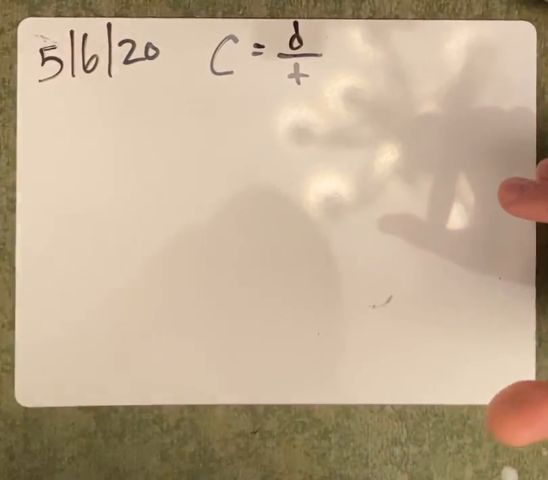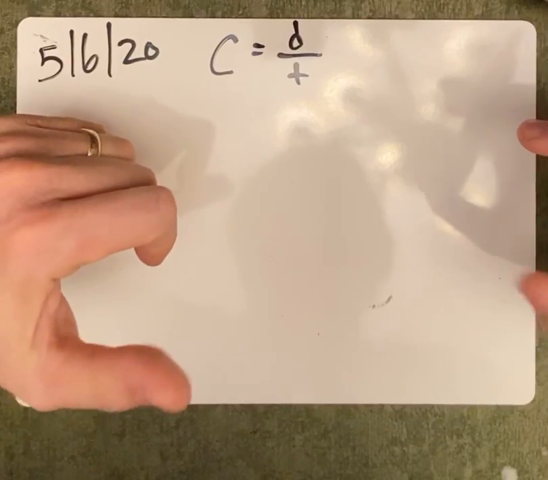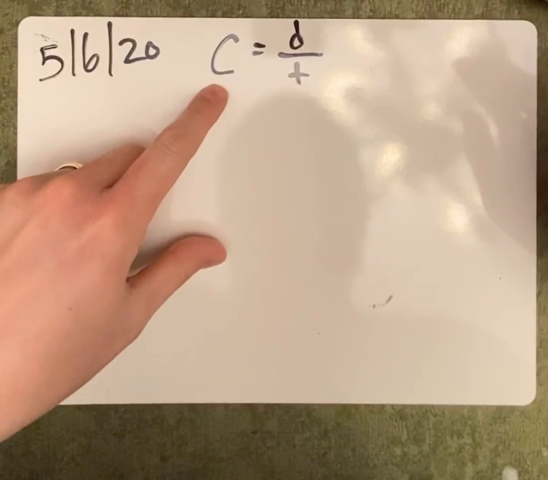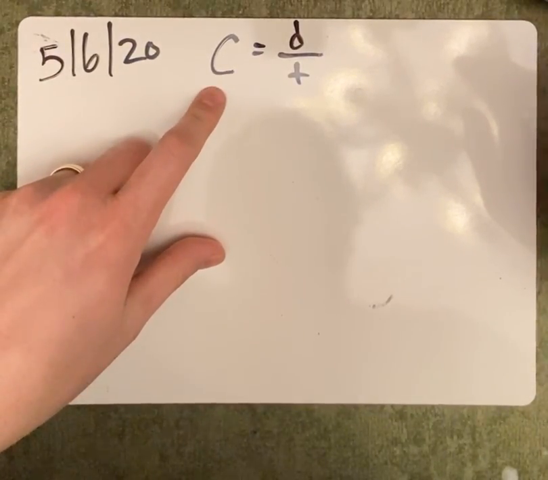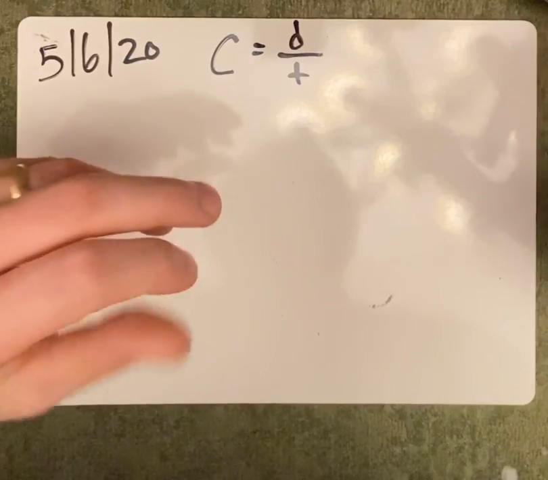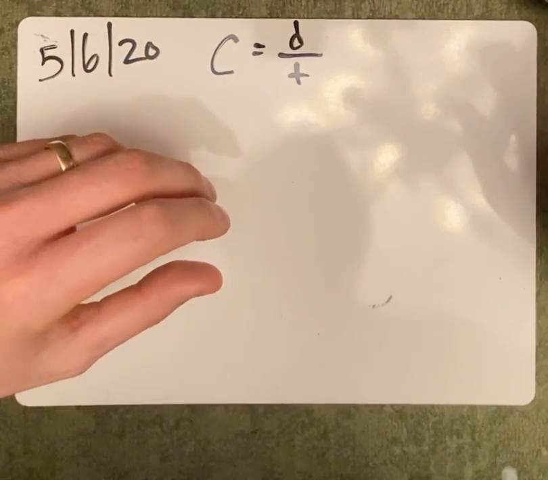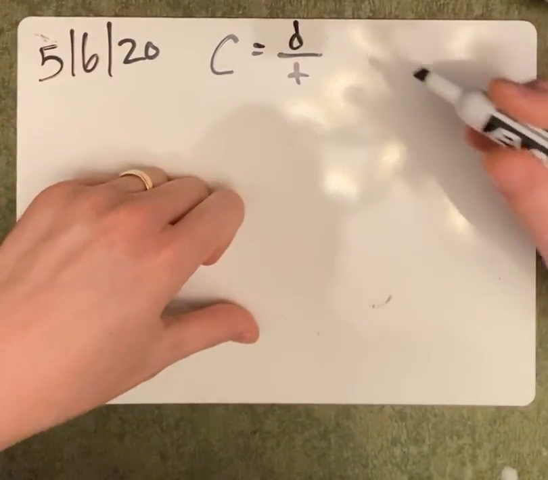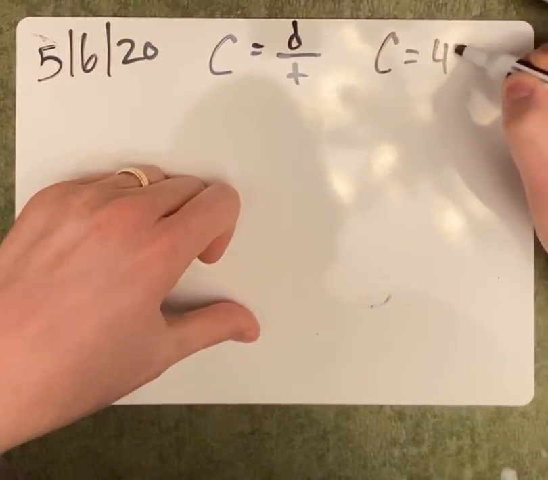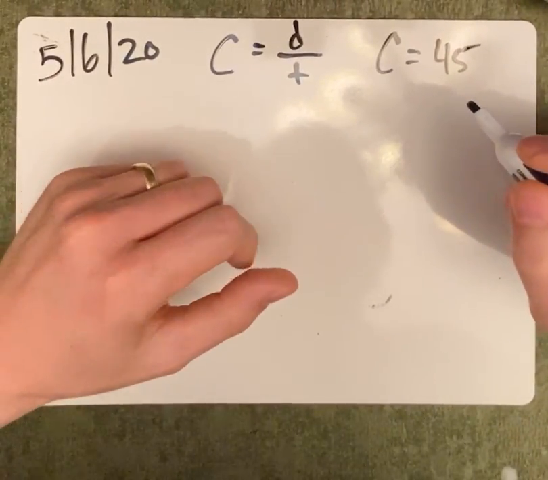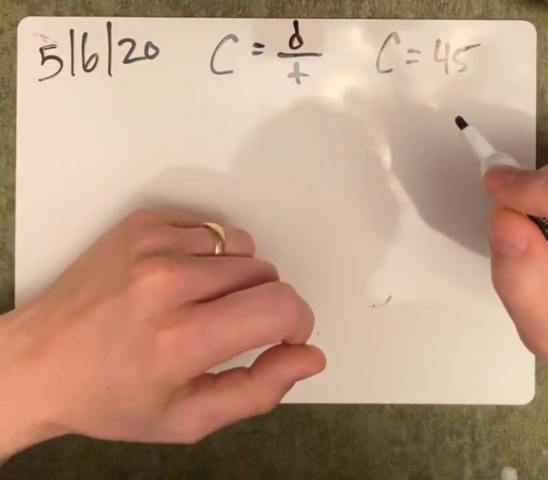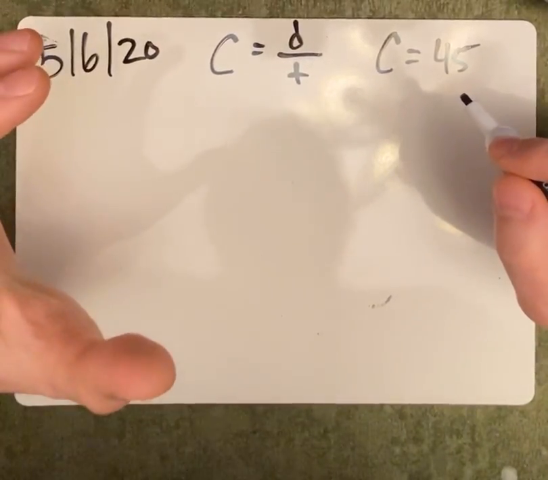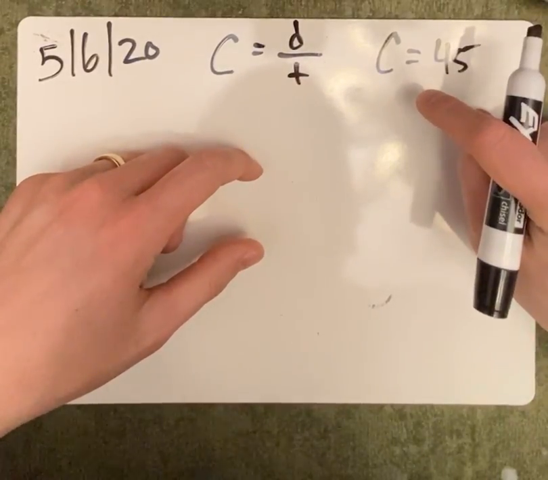So I'm going to show you number one. A train travels at a constant rate of 45 miles per hour. The problem is already telling us what the constant is. So that means C equals 45. What is the distance, D, in miles that the train travels in T hours? So the only thing that we know in this problem is C.